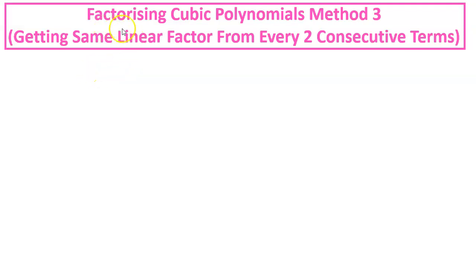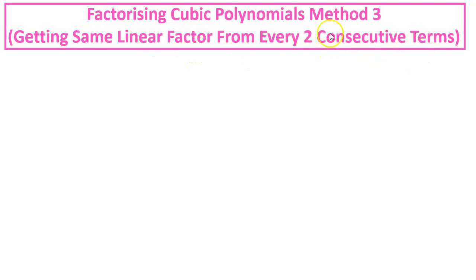Our today's topic is factorizing cubic polynomials. This is method number 3. We have learned how to factorize cubic polynomials using the method where we equated the coefficients of equal powers of x, and using synthetic division or algebraic long division. And for method 3, we'll be applying this technique of getting the same linear factor from every two consecutive terms.